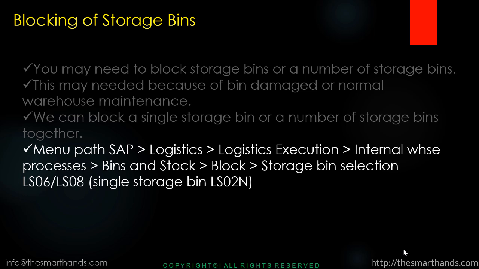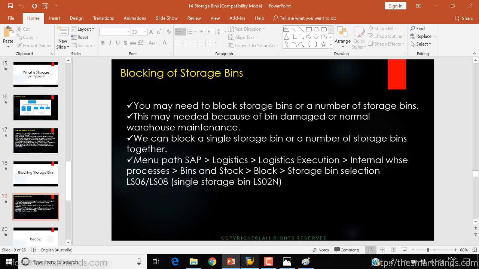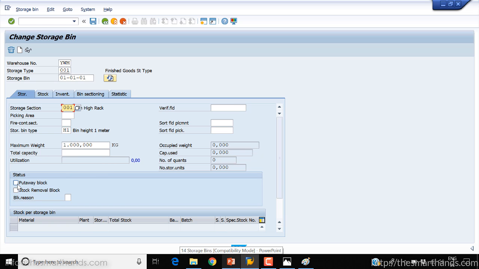So that's the menu path to block it. If you want to block a single one, you can use LS02N, or if you want to use multiple, then you can use LS06 or LS08. So let's check this one. If you want to block it, here you can see block. So there's put away. Either you can do it for a put away block or a stock removal block. If I select put away block and press enter, you can see that as soon as I press enter or you save it, you will see a red light here.